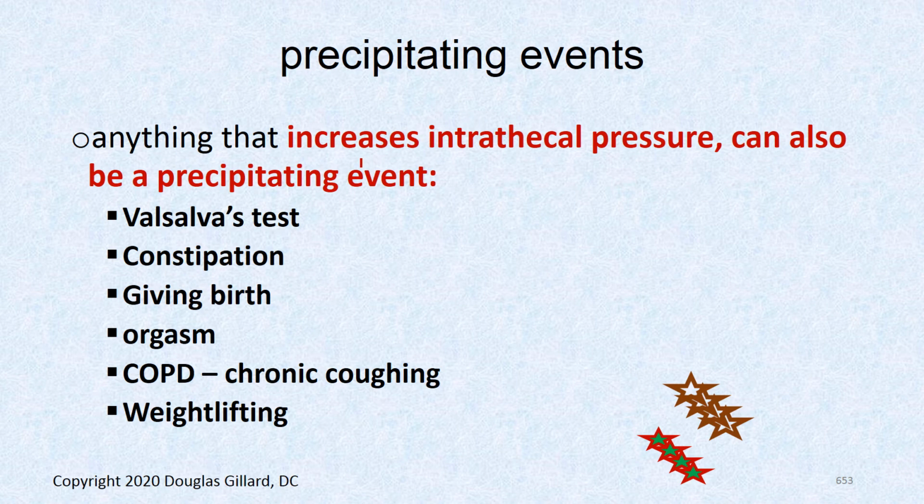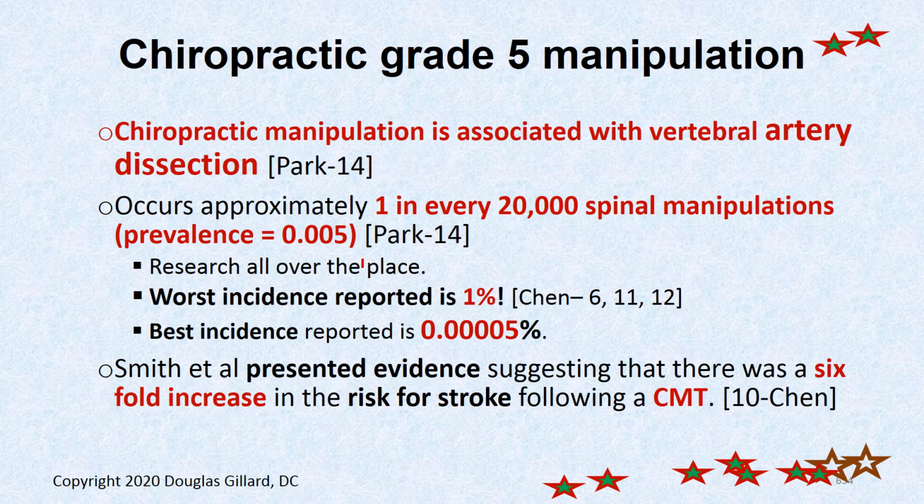Other precipitating events. So anything that increases the pressure in the pipes. There's our squatting again, Valsalva-type maneuvers, constipation, orgasm, weightlifting. Those can all pressurize the pipes and may cause a double barrel or a piece of atherosclerotic plaque to break loose. Here's just a little research. I haven't checked this for like a year or so.